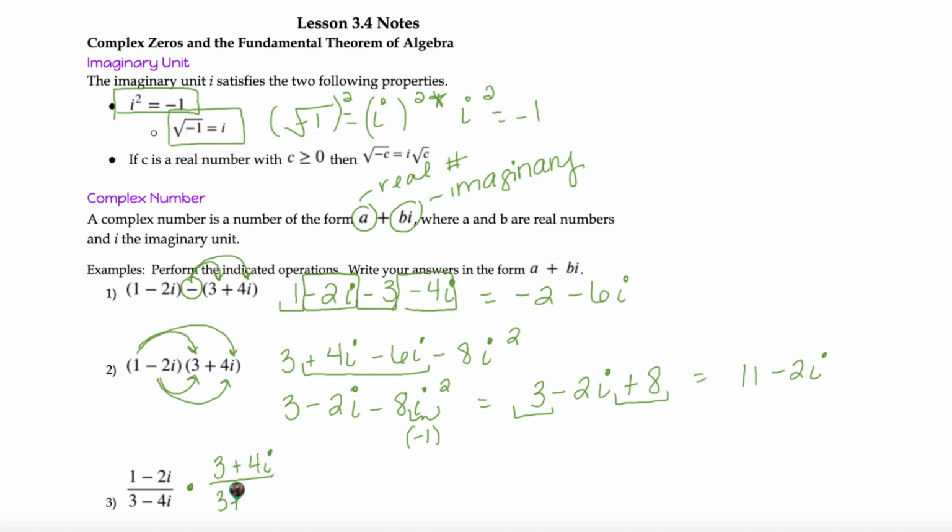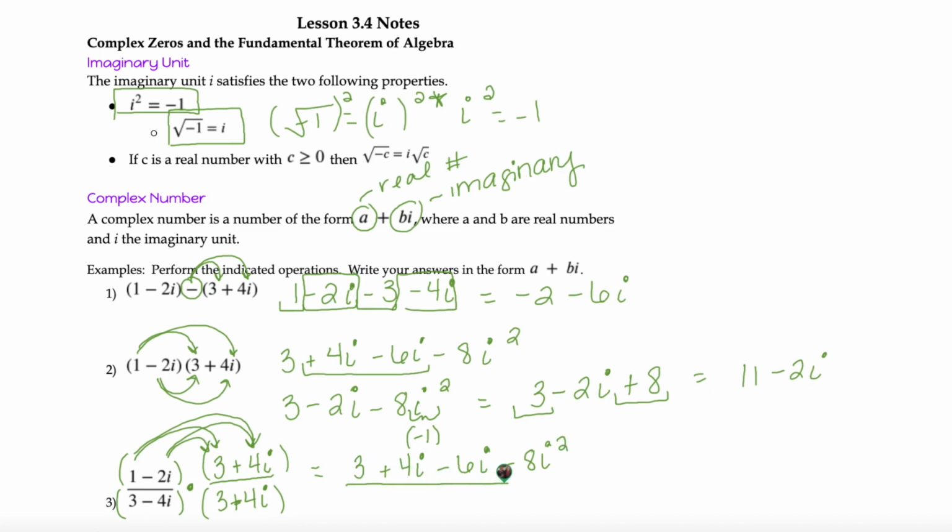Notice now we have a binomial times a binomial in our numerator and a binomial times a binomial in our denominator. So we will then distribute our numerator and distribute our denominator and see what might happen. 1 times 3 is 3. 1 times 4i is positive 4i. Negative 2i times 3, negative 6i. And negative 2i times 4i, negative 8i squared.